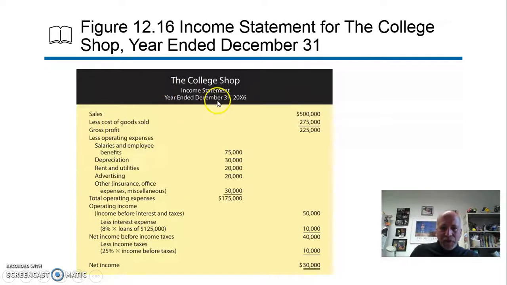And so for the year ended December 31st, 2016, this is the income statement for the whole year. $500,000 of sales, $275,000 worth of cost of goods sold, for a gross profit of $225,000. We then have all these operating expenses.